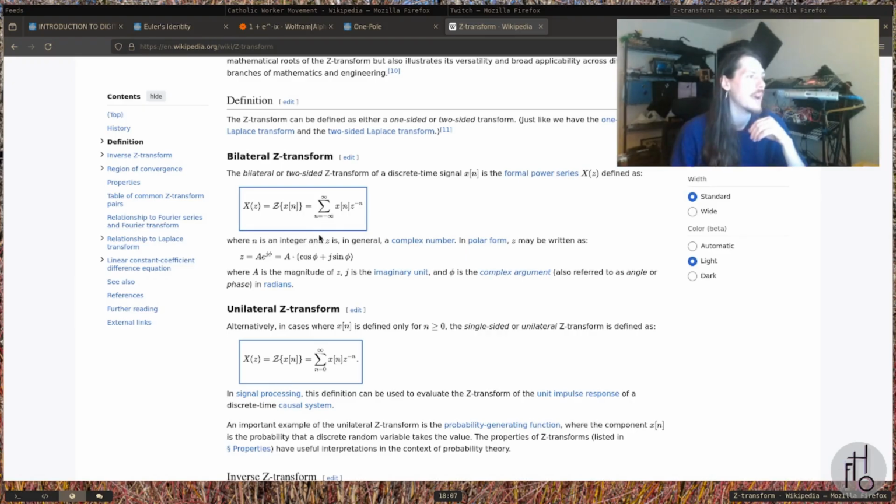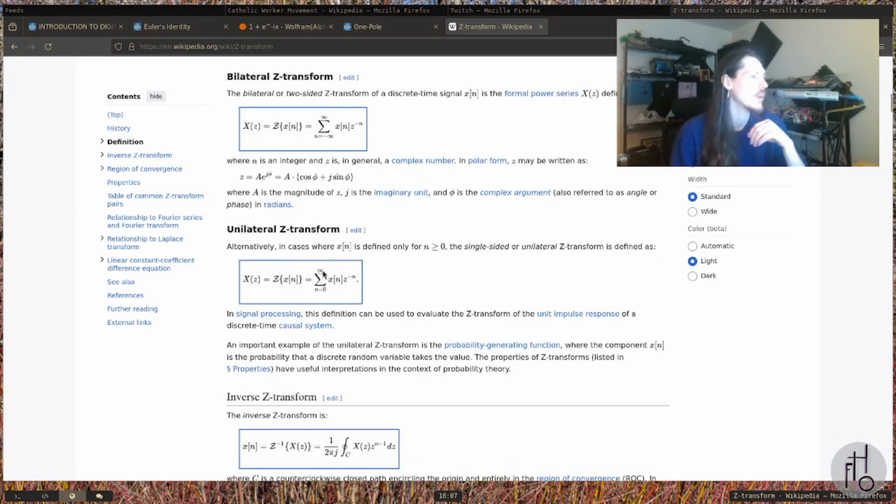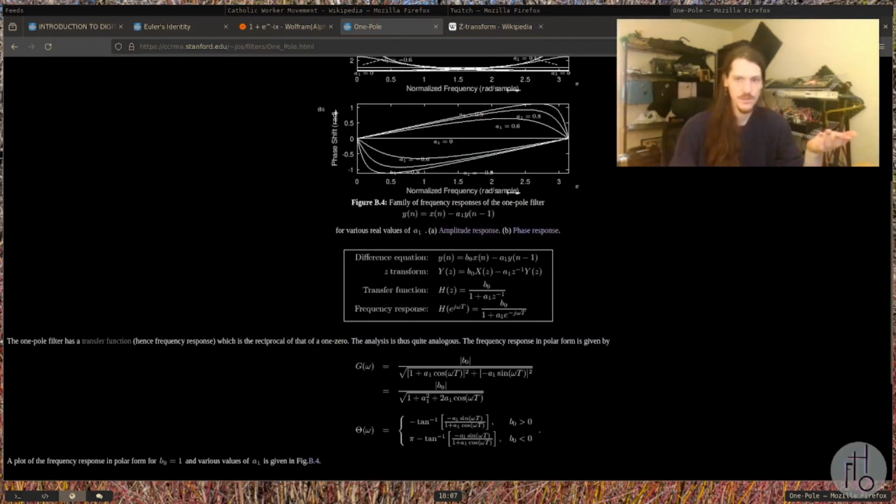It's usually this power series that is evaluated from negative infinity to infinity or 0 to infinity. And that's a little harder to, like, you can solve those. But for linear time invariant filters, you can see how closely related these are. Taking the Z transform of something is a pretty simple operation. And you use the Z transform in order to get something called the transfer function.